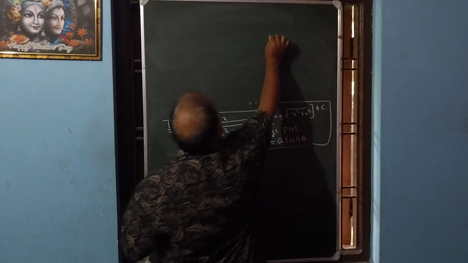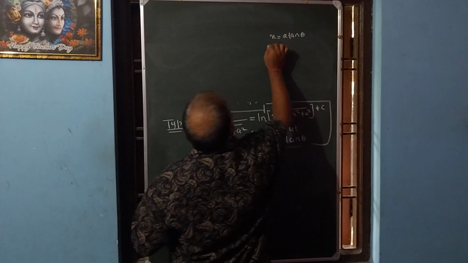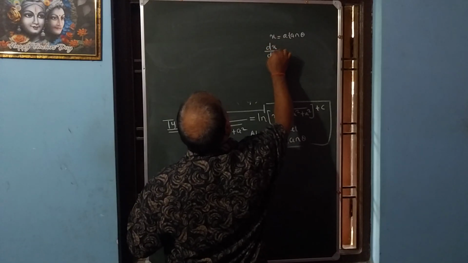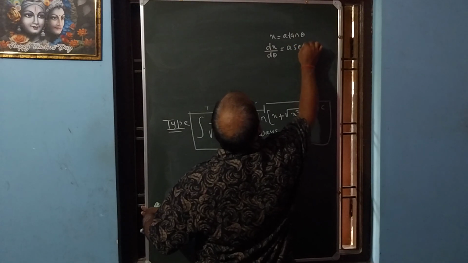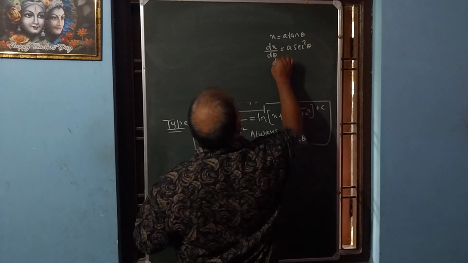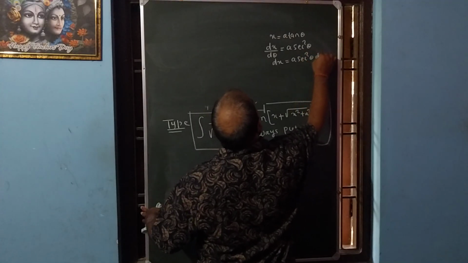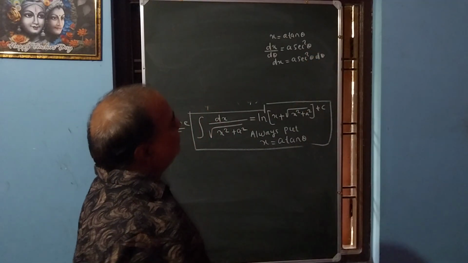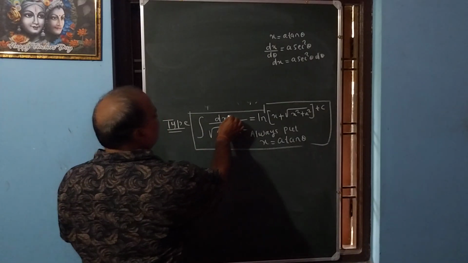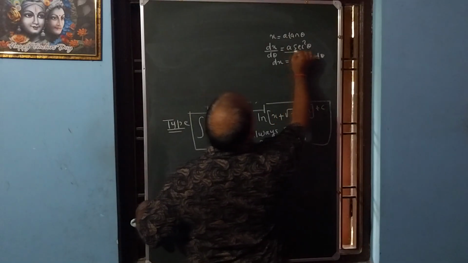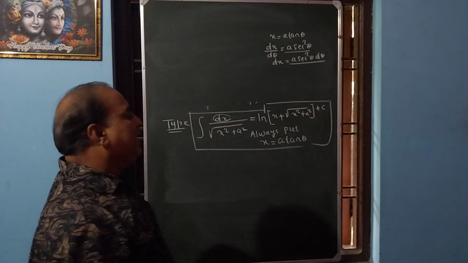x is equal to a tan theta. So dx/d theta is equal to a times the derivative of tan theta, which is sec square theta. So dx is equal to a sec square theta d theta. Now in this integral, in place of dx we have to put a sec square theta d theta, and in place of x we have to put a tan theta.